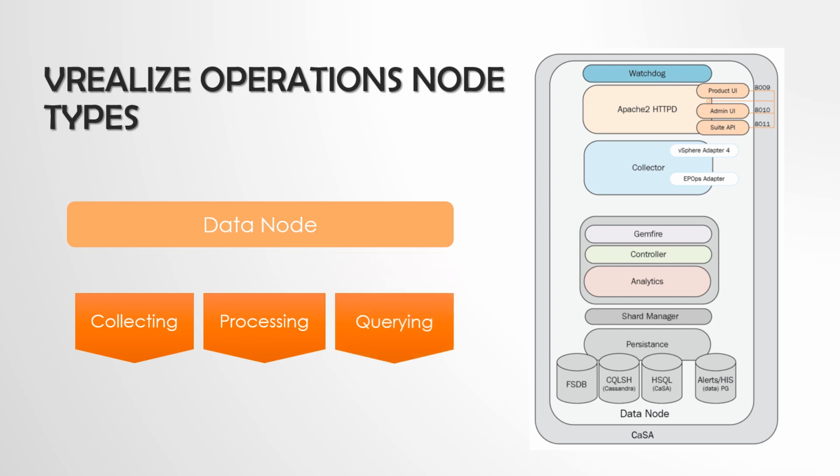Now, the basic and most important job of the data node is to provide scalability to the vROps cluster. Let's say at the moment the vROps cluster doesn't have enough resources to monitor the current count of objects. So for that we add data nodes to the existing cluster, and that is called horizontal scaling. Now let's move on to the next node.